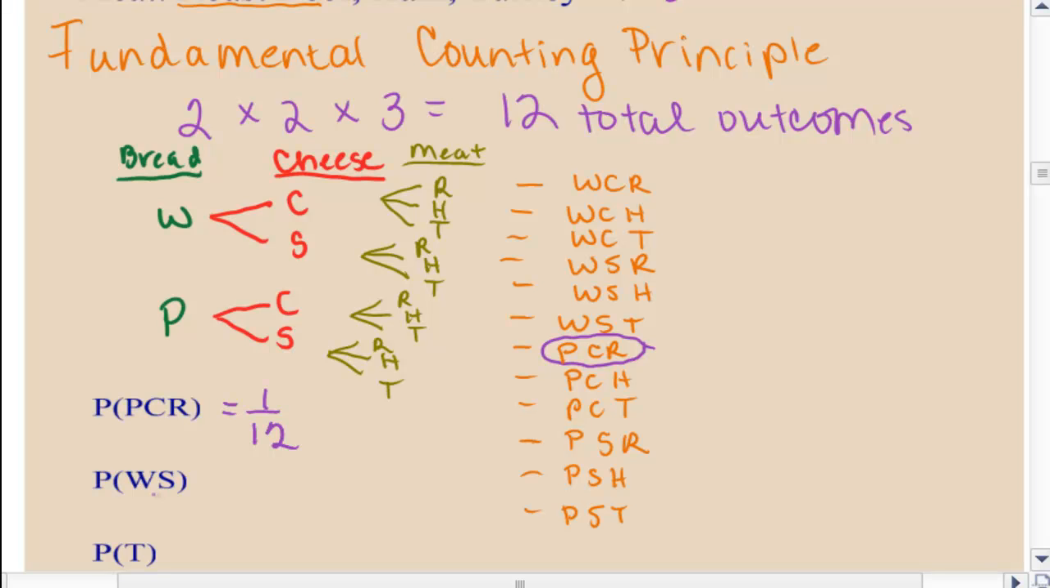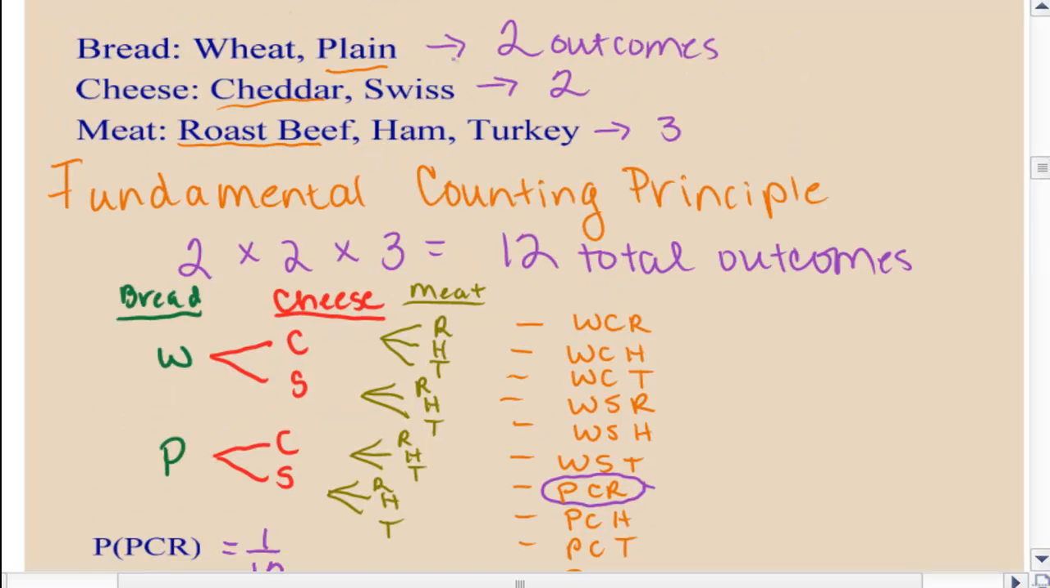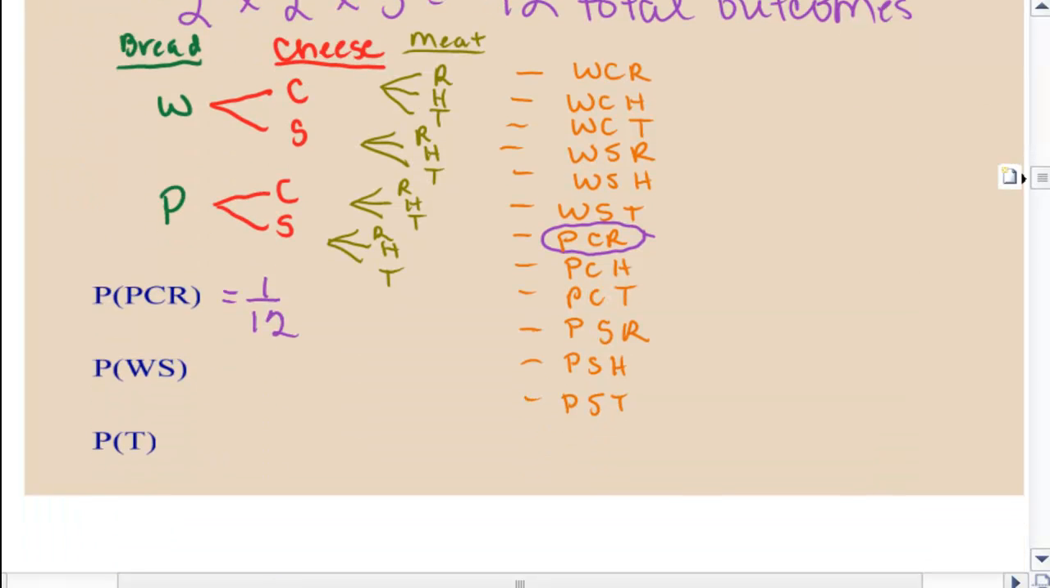The next one says, what's the probability of wheat bread with S? Let's go back up here. Remember S. S is Swiss cheese. So this time we're looking for just wheat bread and Swiss cheese. Let's look over here. Well, here's all the wheats right here. And we're looking for Swiss cheese. So that's right in here. So all three of these are wheat bread with Swiss cheese.